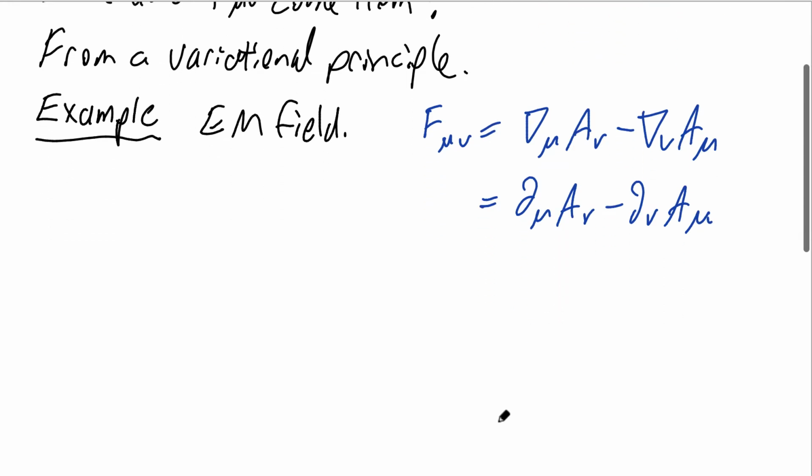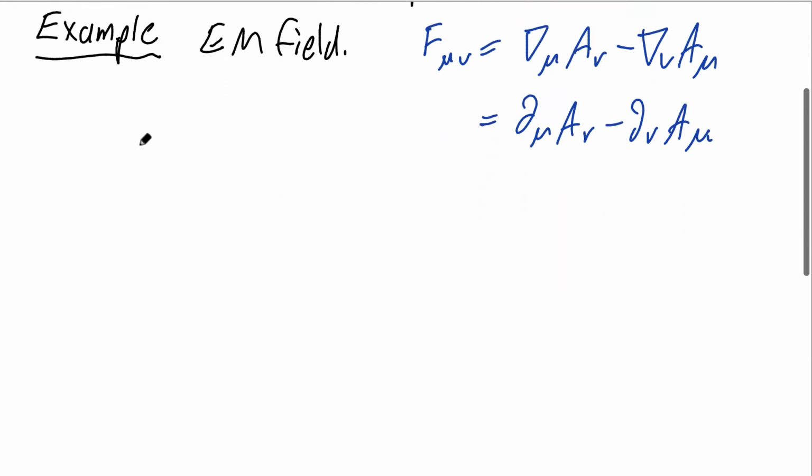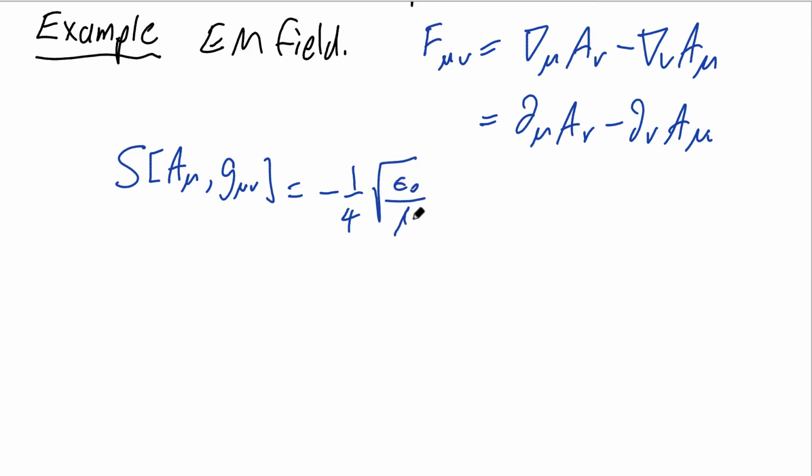Now the action for the electromagnetic field is a functional of the potential A and the metric, and it's equal to minus 1/4 square root of epsilon naught over mu naught. That's the permittivity of free space and permeability of free space, times the integral over spacetime d4x times the volume element square root of minus g times F mu nu F mu nu.